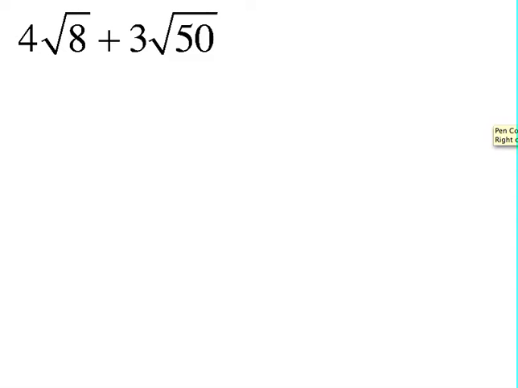4 root 8 plus 3 root 50. So this half of the room right here, I want you to do the 4 root 8. This half of the room right here, I want you to do the 3 root 50. Okay, so the middle, 4 root 8. This side over here that I'm talking to, 3 root 50. When you get your answer done, check with somebody next to you and then tell me what you get.